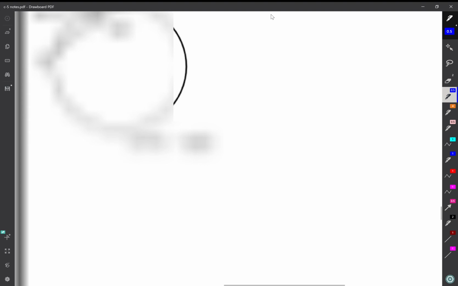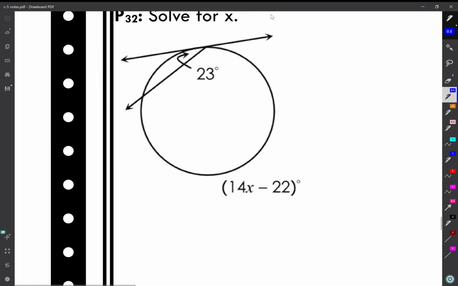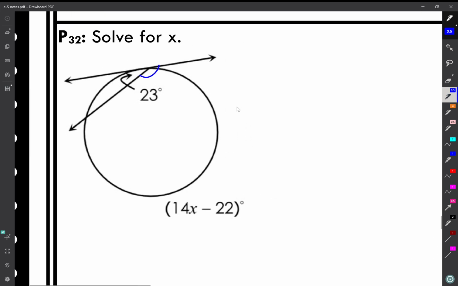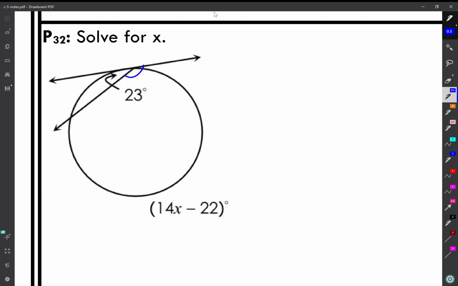Okay, moving on to the next one. Here I've got another one like the same. I see I've got this intercepted arc right here to be 14x minus 22, and then this angle that isn't associated with that arc is 23 degrees. What I'm first going to do is find this angle right here, and then I will solve it similar to the last one. So to get this angle that I marked right there, we'll do 180 minus 23. We see that because they are supplementary, because they're on that straight line. So 180 minus 23 is 157.